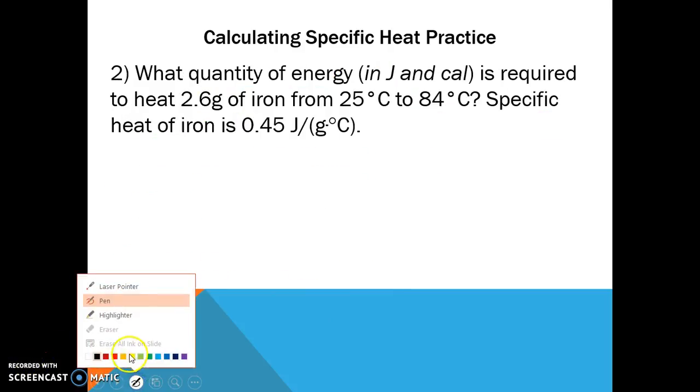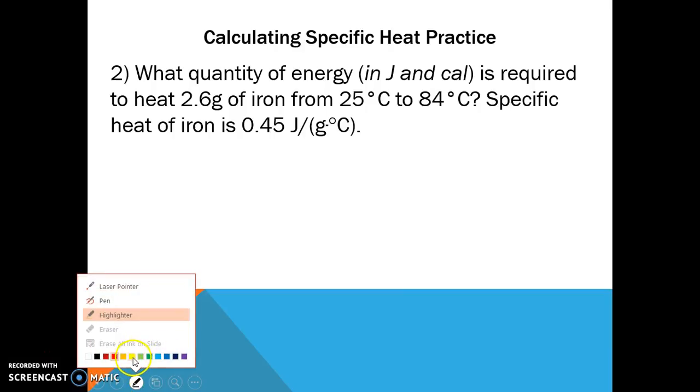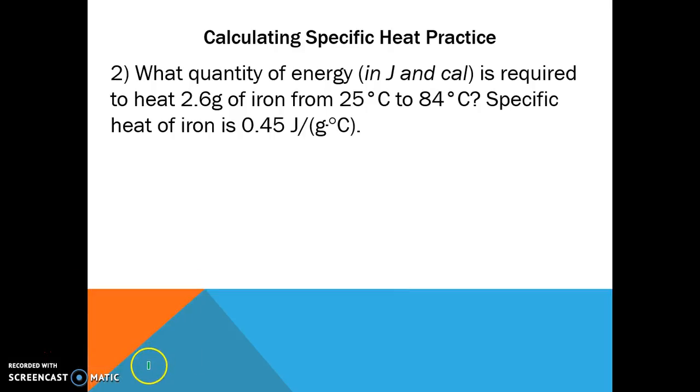So now I've got a second problem for us to look at, which is a little bit different. In this one, it is asking me what is the quantity of energy in both joules and calories required to heat 2.6 grams of iron from 25 degrees Celsius to 84 degrees Celsius. It gives me the information that specific heat of iron is 0.45 joules per gram degree Celsius.